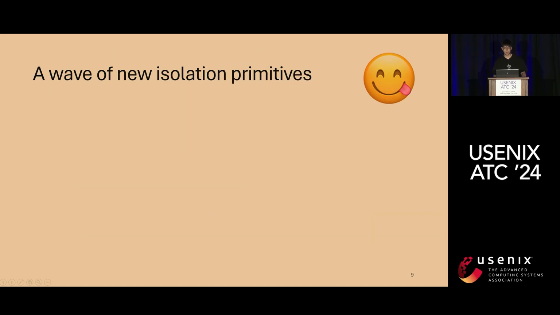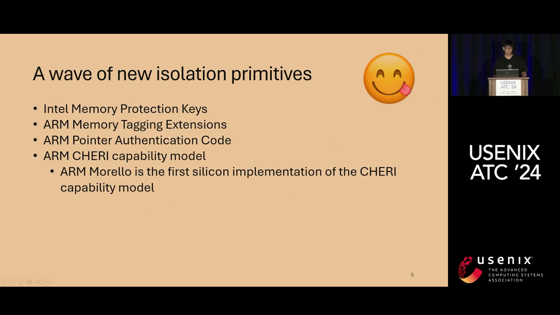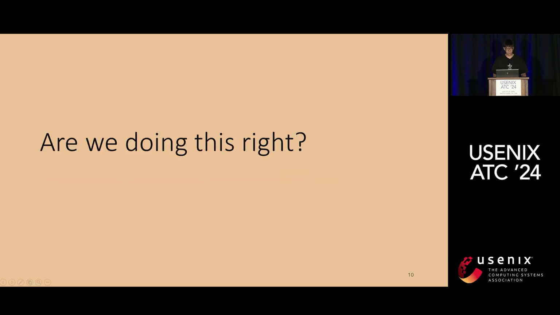Lucky for us, in recent years, we see a wave of new isolation primitives: Intel memory protection keys, ARM memory tagging extensions, ARM pointer authentication code, and the ARM CHERI capability model. Specifically, in this work, we'll use the ARM Morello board, which is the first silicon implementation of the CHERI capability model. So here comes the question we want to answer today. Are we doing it right? Are these primitives finally the ideal primitives that we all wanted?